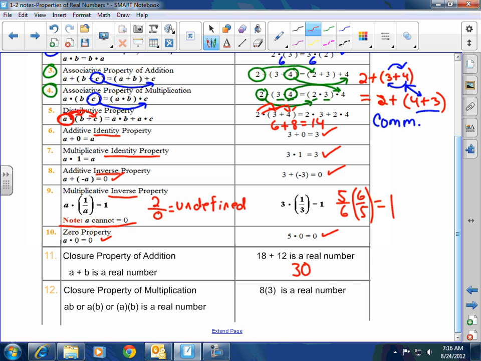Same thing with multiplication. Closure property of multiplication. AB, or A in parentheses times B in parentheses, that all means A times B, A being multiplied times B. When two real numbers are multiplied, the answer is also going to be a real number. 8 times 3 is 24.